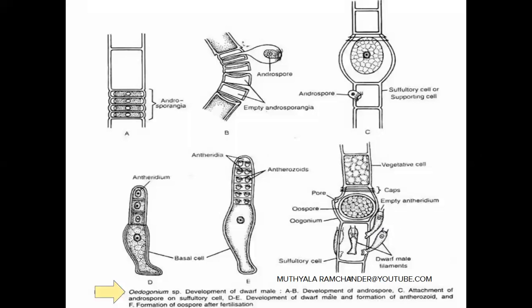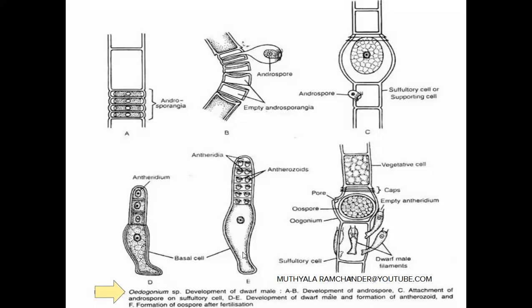The androspores develop into a small dwarf male filament called nannandria. The nannandria contain many antheridia. From each antheridium, antheriozoids are developed. The antheriozoids are received by the receptive spot of the oogonium and fuse with the egg nucleus to form a diploid zygote called the oospore. This is gynandrous. In idiandrous, the oogonium is developed on one filament, and the nannandria are developed independently.